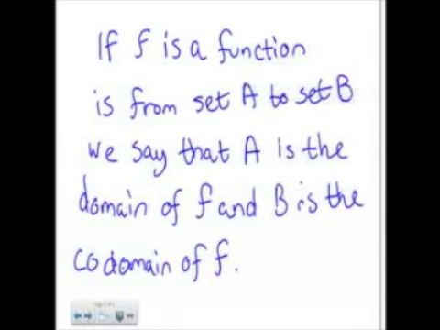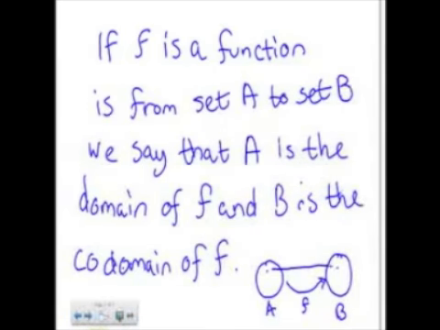So if f is a function from set A, so this is our set A, to set B, this is set B, we say that A is the domain of f and B is the codomain of f. So this is our little f, and this is the mapping between little a and little b.